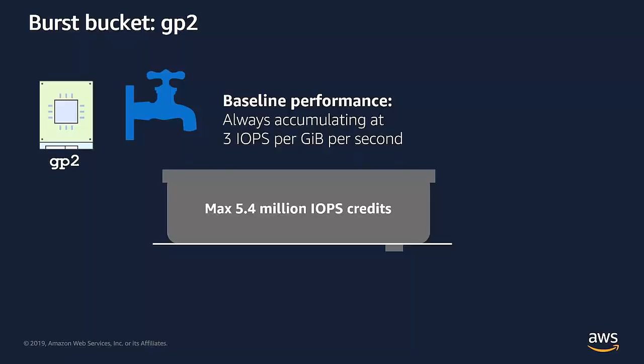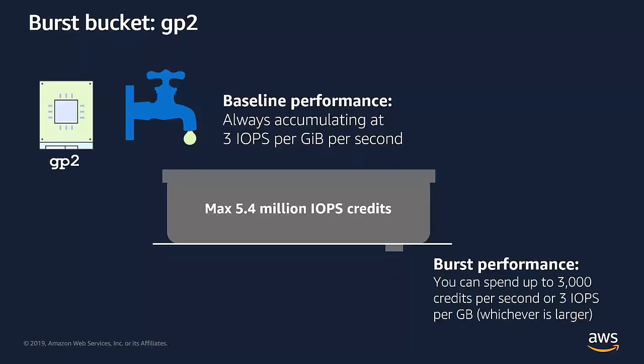With GP2 volumes, you can spend credits at the rate of 3,000 IOPS or 3 IOPS per gigabyte, whichever is higher. So, a 1 terabyte volume will accumulate credits at the same rate that they can be spent, which means that you will never run out of credits with a volume of that size. Volumes that are smaller than 1 terabyte accumulate credits at a slower rate than they can be spent. So, if you're running at 3,000 IOPS over a sustained period of time, you will eventually deplete the credits in the bucket and your performance will drop to the baseline performance of the volume.